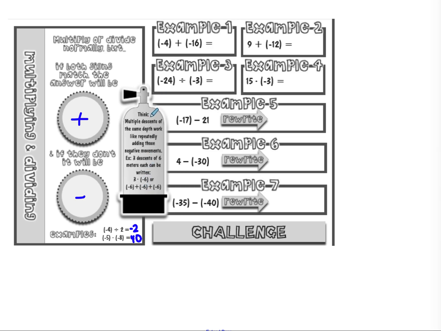And then here it says, think multiple descents of the same depth, of going down the same amount every time, is like repeatedly adding those negative movements. So 3 times -6 is the same thing as -6 plus -6 plus -6. Okay, go ahead and pause the video and try these 7 example problems on the side.